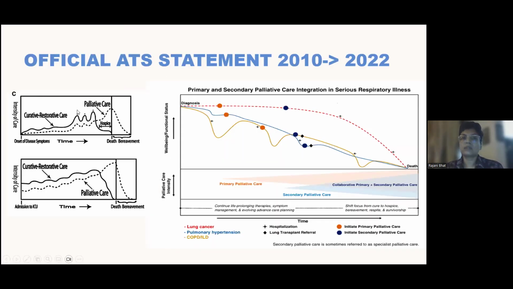So this is just a reflection on how things have changed, even in the world of official professional pulmonology bodies, where the ATS in 2010 made a statement about how palliative care should go hand in hand with curative restorative care, and actually expanded to saying that even in the ICU, the same thing, curative restorative care and palliative care go side by side. And when there is impending death, if it is an expected one, then the patient should be referred to hospice if possible, and the patient and family supported through death and bereavement.